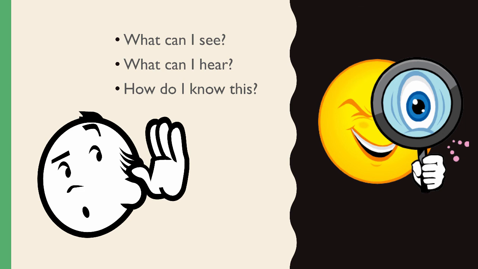Remember, what can I see? What can I hear? How do I know this? If you ask yourself those 3 questions as you read an observation, you will have better information. It'll be more clear to you and to those that you share it with, and you will find answers to your questions.